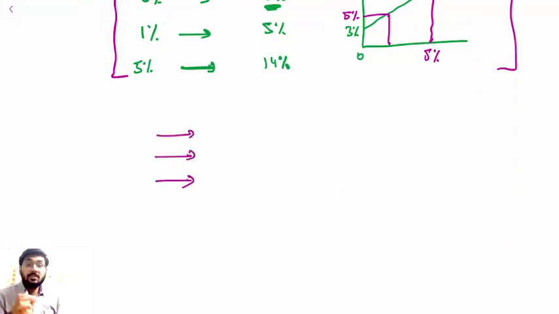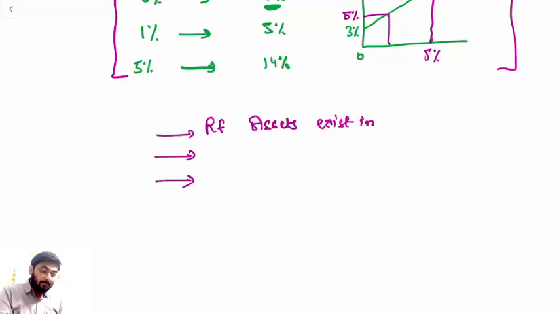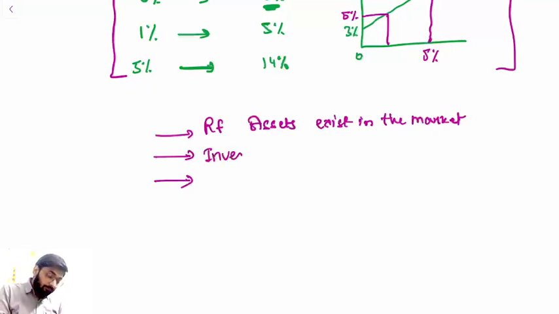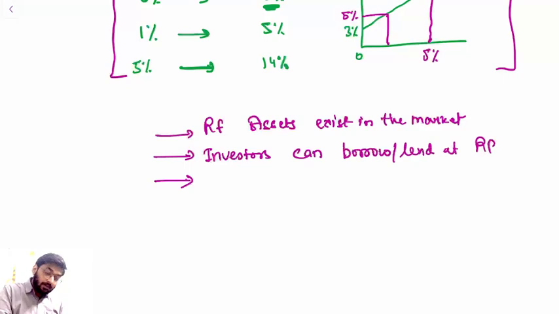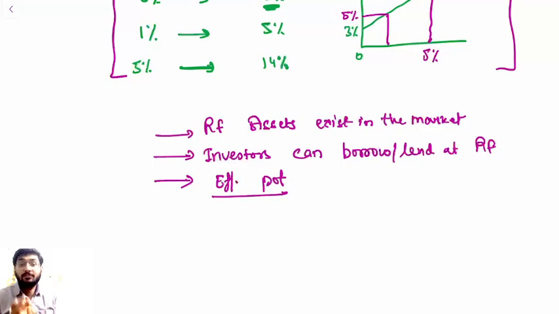First one is risk-free assets exist in the market, and yes, they are available. Okay, then investors can borrow or lend the money at RF. Clear? Investor will hold the efficient portfolio.